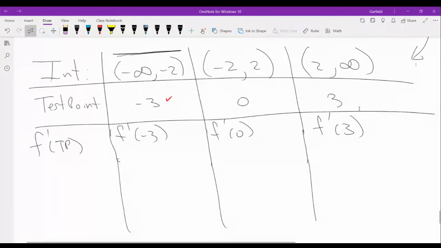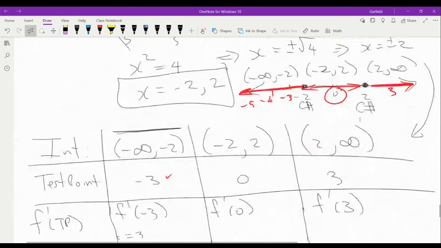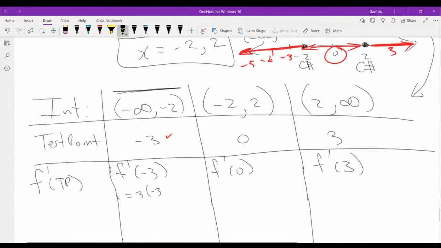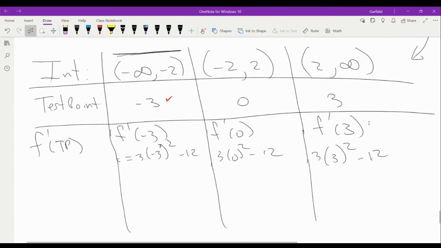So, very good. Now we have to do what? We're finding f prime of 3, which is going to be 3 times x squared minus 12. So this is going to be 3 times 0 squared minus 12, and this is going to be 3 times 3 squared minus 12. Did anyone get any answers for this? 15 for the first one? And this one? Negative 12. And this one? 15. Okay.